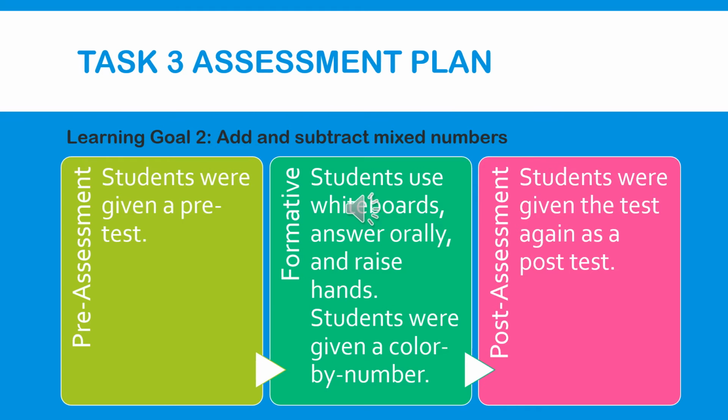For Learning Goal 2 of adding and subtracting mixed numbers, I gave the students a pretest as I did for Learning Goal 1. For formative assessment, I had the students use whiteboards, answer orally, and raise their hands. I also gave the students a color by number to assess their understanding and for them to refer to check, to remember, to reduce. For my post-assessment, I also gave the pre-test again for my post-test.